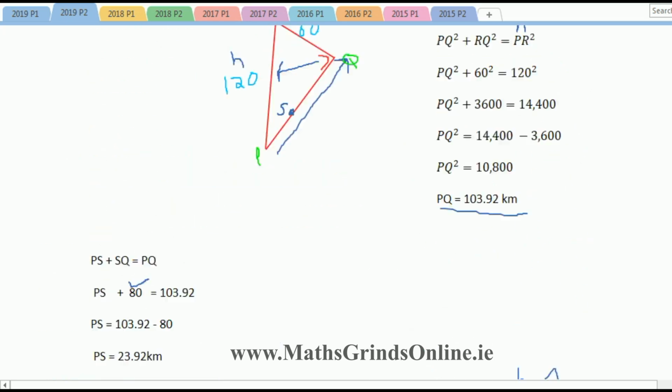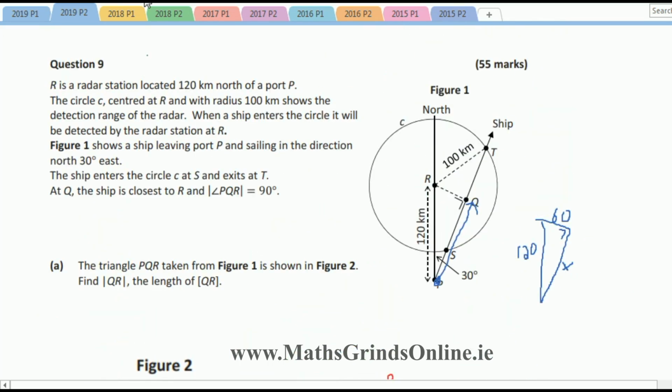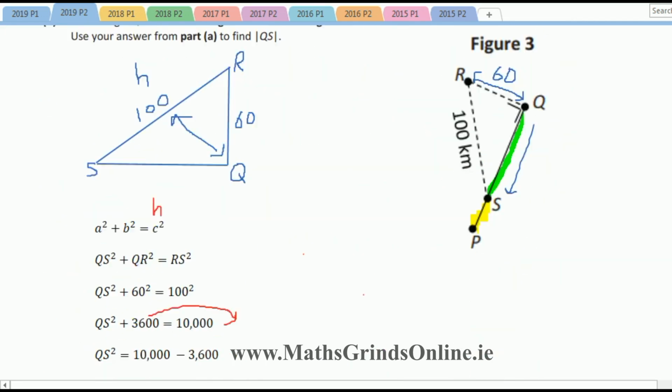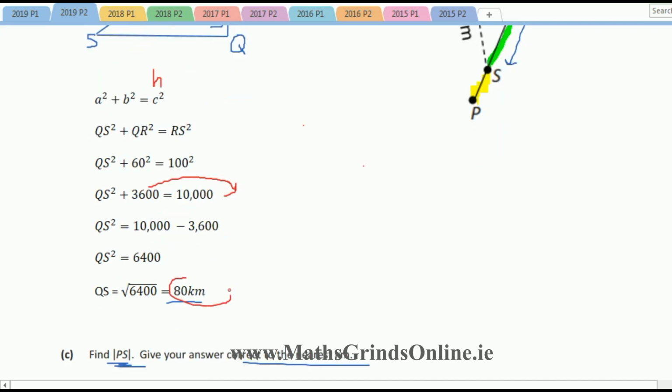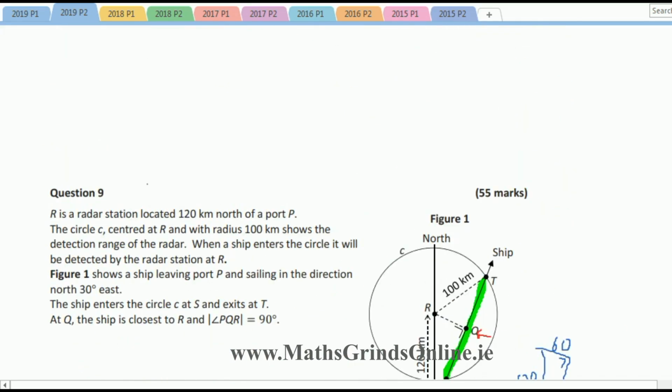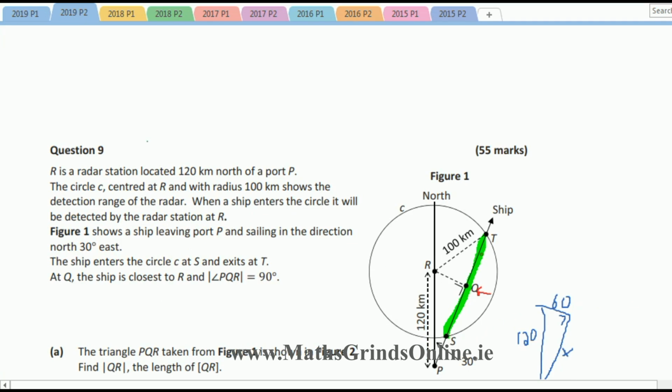Now let's go back up to the original diagram. So T to S is the side that I'm highlighting there like that. Now we know from our circle theorems that that Q there is going to be halfway between T and S. Now we have worked out QS somewhere down here. There's QS there, it's 80 kilometers. So if QS is 80 kilometers, then this full green line, in other words from S up to T, will be double that. So twice 80.